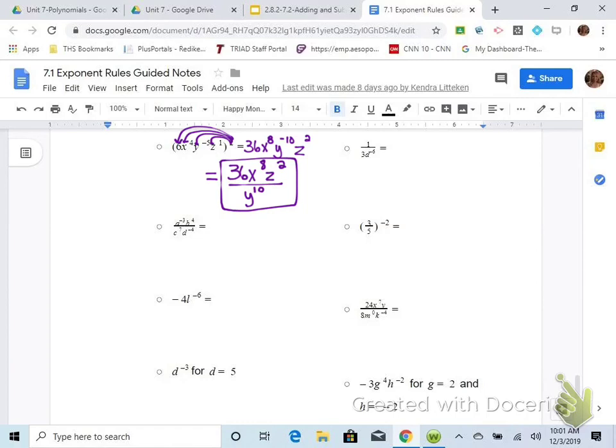Okay? All right, let's go ahead and work our way across to the right. So this one I have 1 over 3d to the negative 5th power. What is wrong with this one, Maddie? What do we need to fix on this?